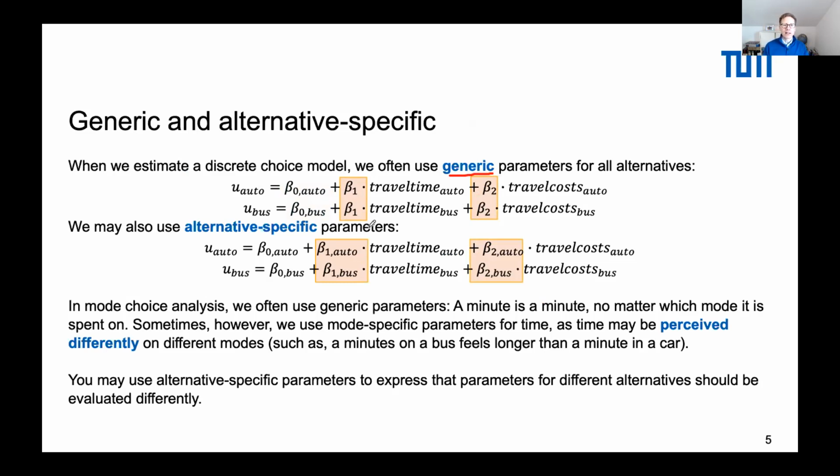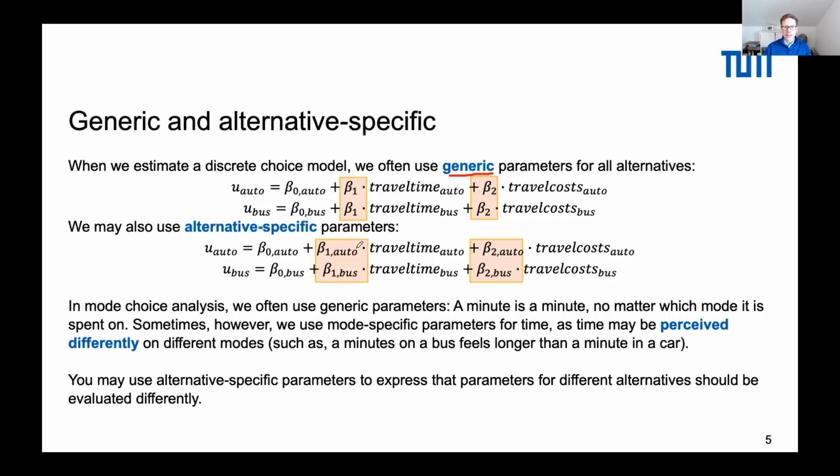This is a common thing to do, to have a generic coefficient that is the same across all alternatives. The only one that differs across alternatives is a constant. The constant is always different for each alternative, but the other coefficients commonly by default are generic, they're the same. It is possible, however, and it is very well accepted, to also estimate a different coefficient on other variables.